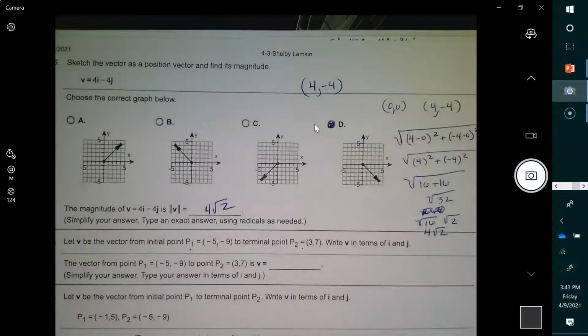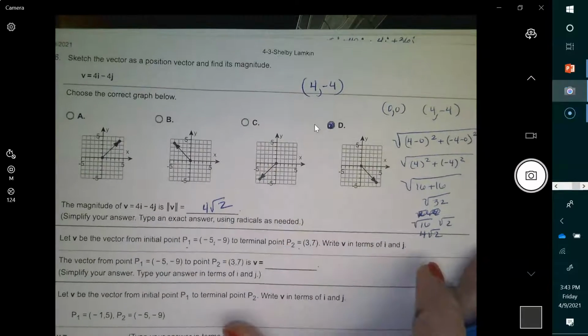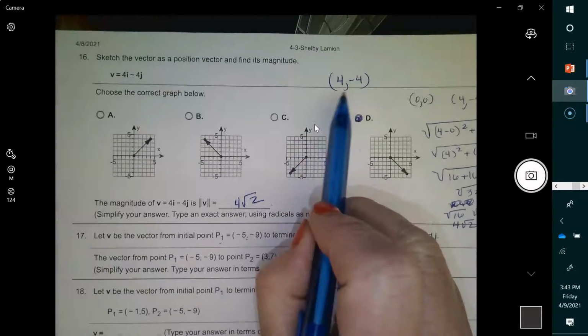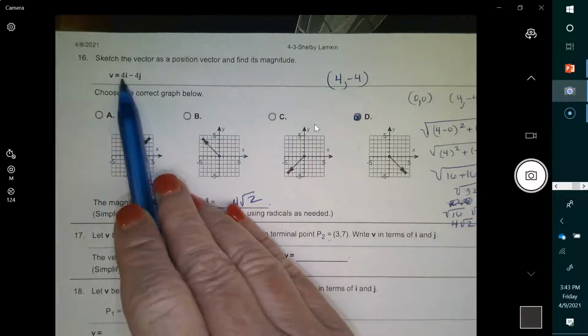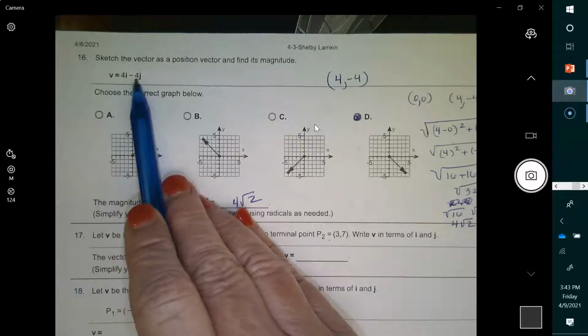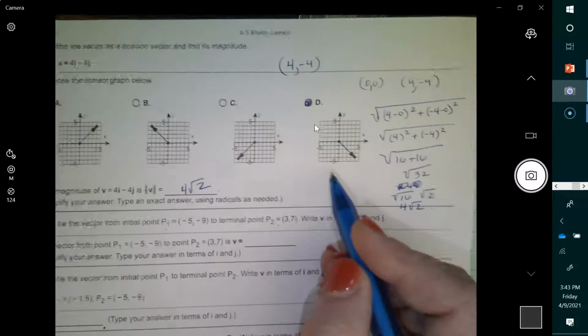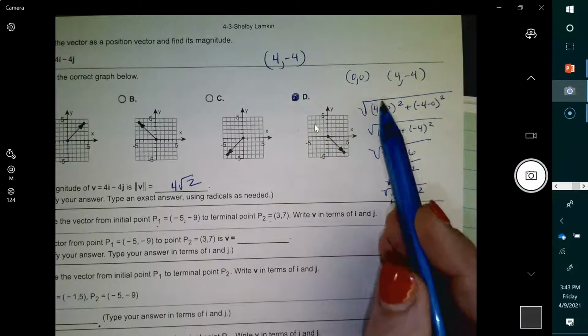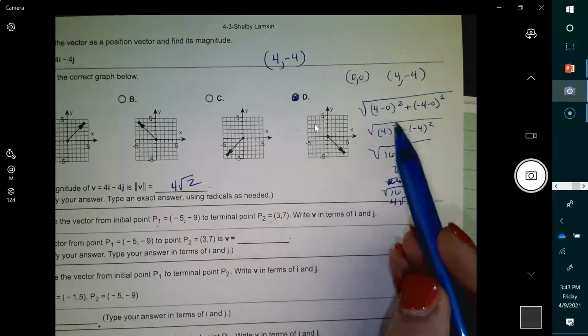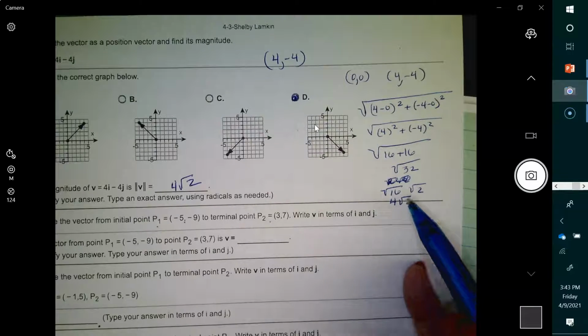Number 16, to sketch this, it's the same thing. It's going to go through the point (4, -4), because remember this is your x coordinate and this is your y coordinate. And then to find its magnitude, I use the point (0, 0) and (4, -4) and the distance formula, and I got 4 square roots of 17.